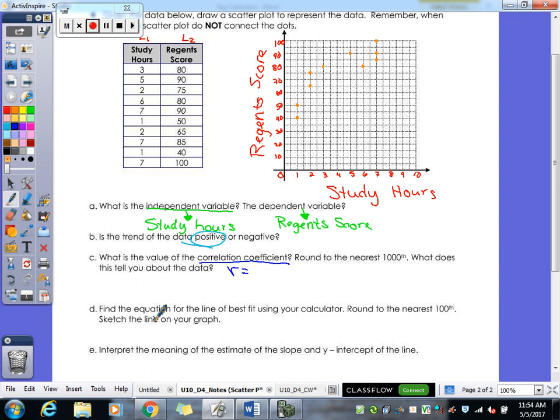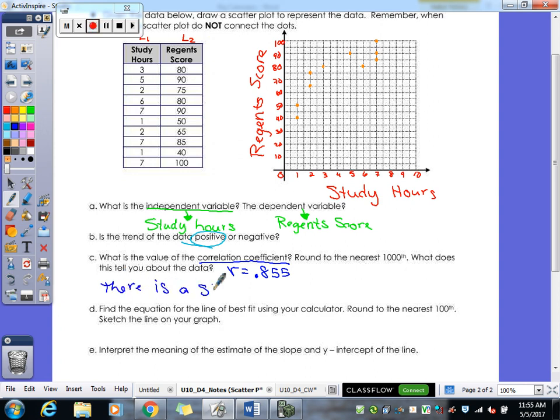To the nearest thousandth, so that's three numbers. 0.855. Thousandth, there's three numbers in thousandth, that means three numbers after your decimal. So what does this tell you about the data? Now is 0.855 close to one? Yes, that's pretty close to one. So this tells us that there is a strong positive correlation between study hours and Regents score. So that's what we'd have to write.